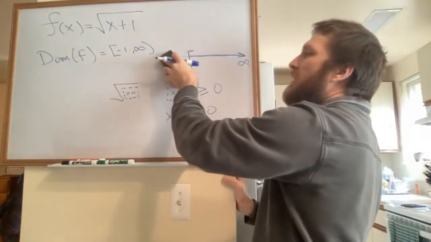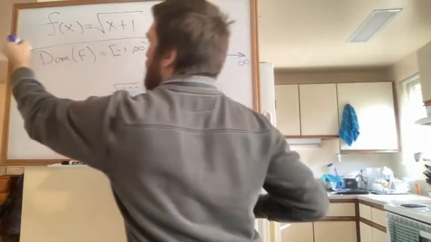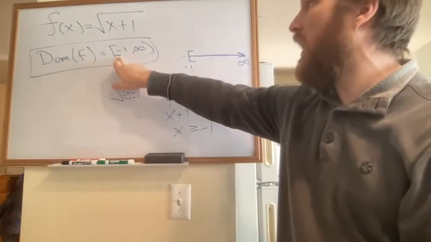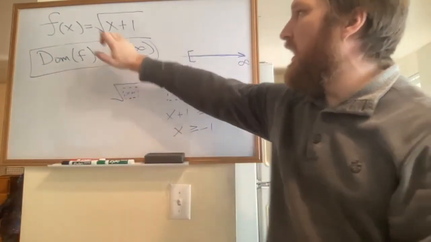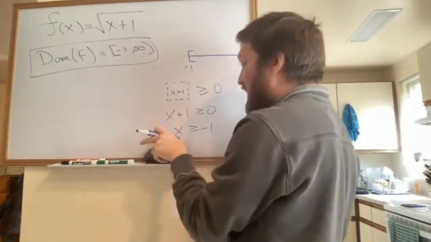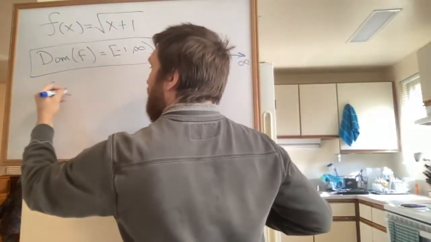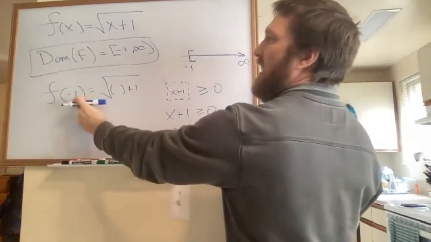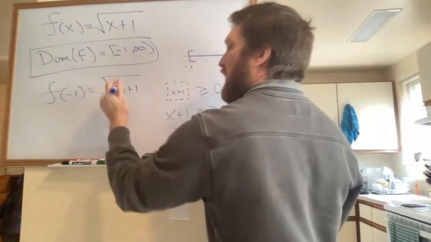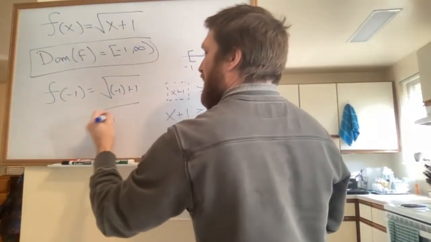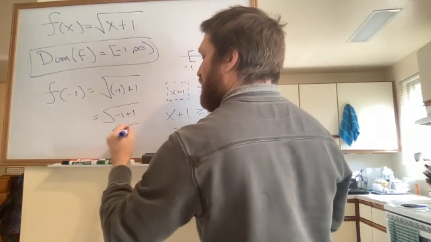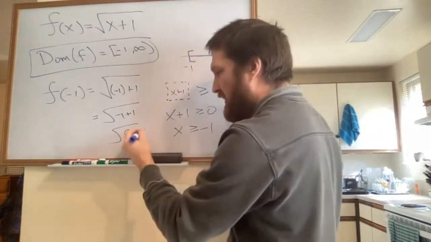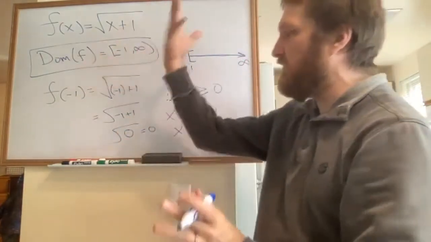And now let's just make sure that that works. This says that I can plug in a -1 and it makes sense. Let's see if that's true. F of -1 is equal to, wherever I see x, I replace it and I get a -1. So this says -1 plus 1. That is the square root of 0. I could take a square root of 0. No problems there. That's just 0. Okay, good. That endpoint looks fine.